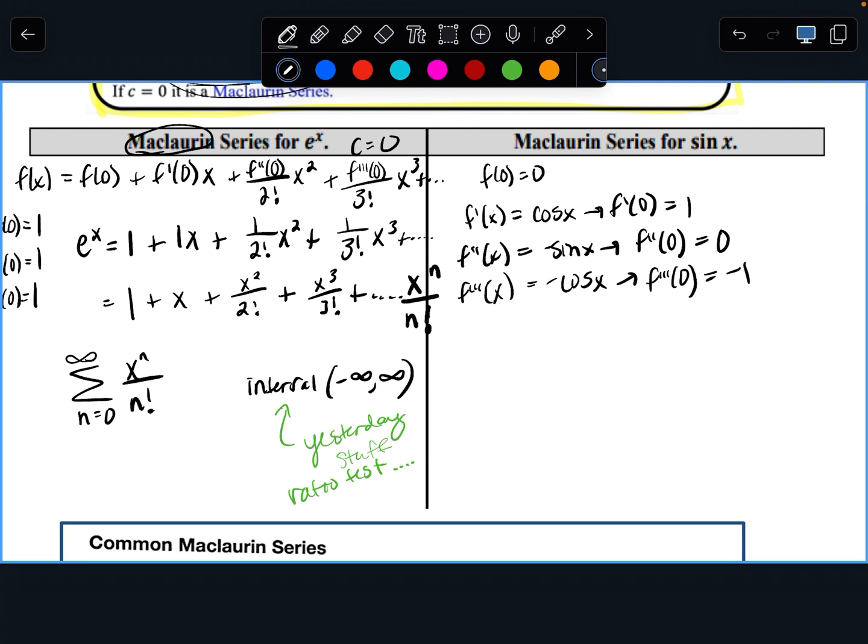Plus, we're going to be integrating these. We're going to multiply them. We're going to plug stuff into them. We're going to be deriving them. It's just going to be wild.